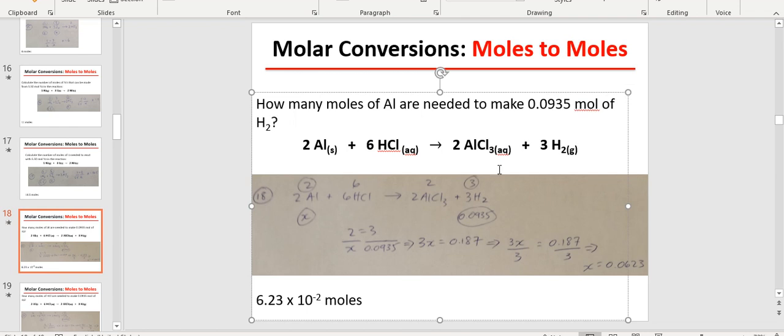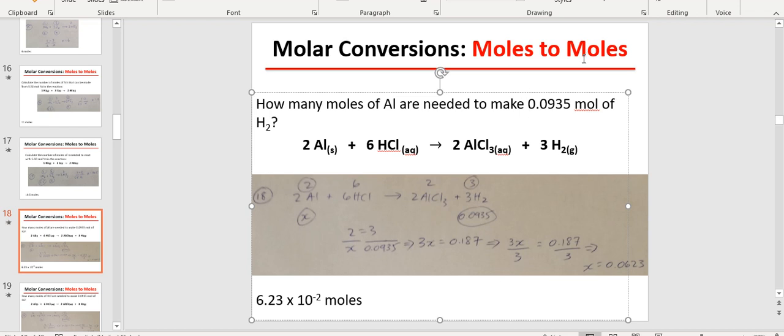Okay? And now what information am I asking for? How many moles of aluminum? So then what I do is put an X under aluminum. Okay? What information did I give you? 0.0935 moles of hydrogen. Well, hydrogen's all the way over there. Doesn't matter. Circle what my box is going to be. Crisscross, away you go. That's all these are.